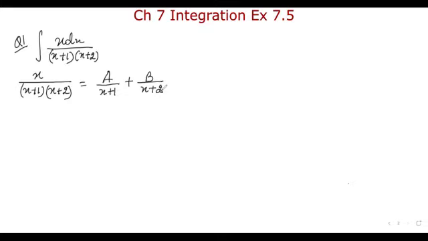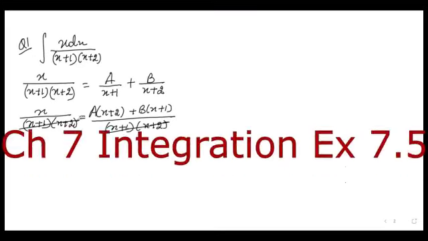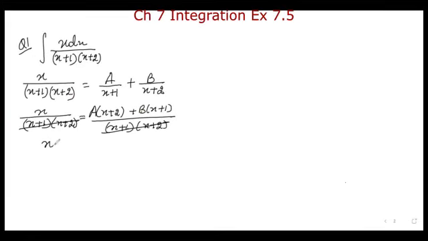Now here, the very important step, I will take the LCM. So after taking the LCM, denominator is going to be same. And it will be A into (x + 2) plus B into (x + 1). So this term and this term will cancel out. So you can directly write, without writing the denominator, this step. So it is A into (x + 2) plus B into (x + 1).